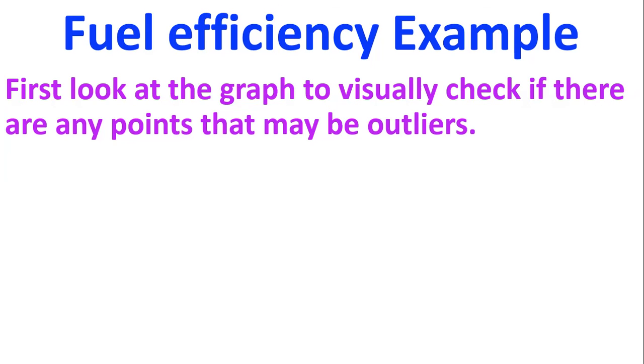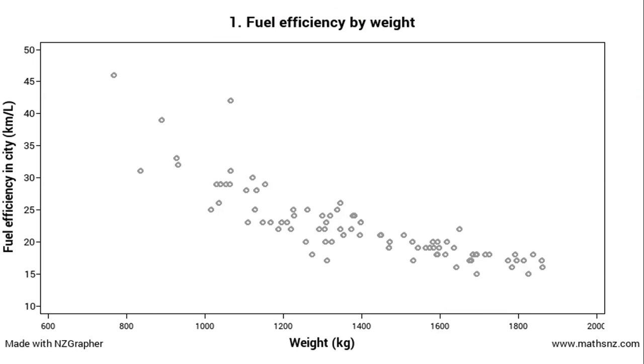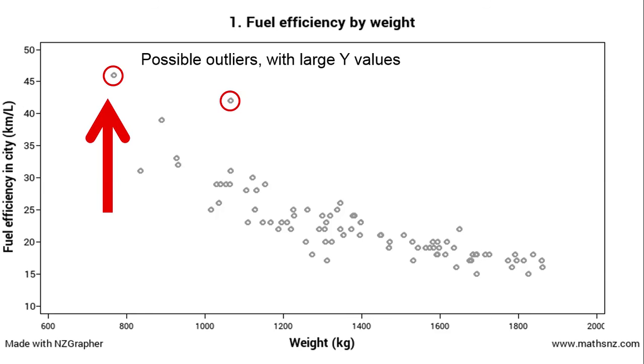So now let's have a look at the fuel efficiency example. We first need to look visually and see, are there any points that might be outliers? Looking at our graph there, we can see that there's a couple of points up the top there whose Y values might be a little bit higher than others, so that's why I'm saying they're possible outliers.